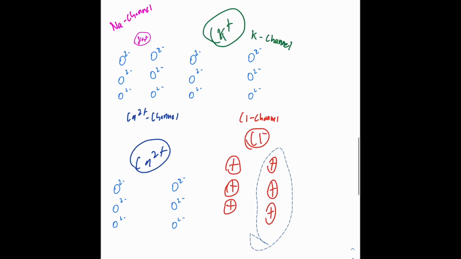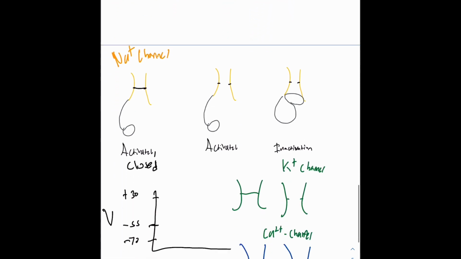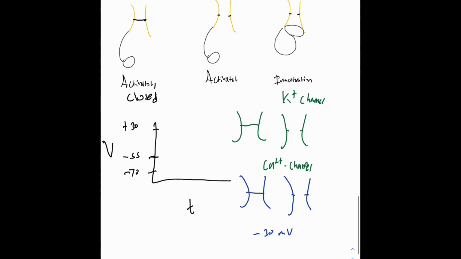Now, let's go a little bit more in depth. So, here we can see that we have a potassium channel. It has three different mechanisms. It can be activated and closed, activated and open, or inactivated, where there is a ball that closes up the whole channel so nothing can go through.